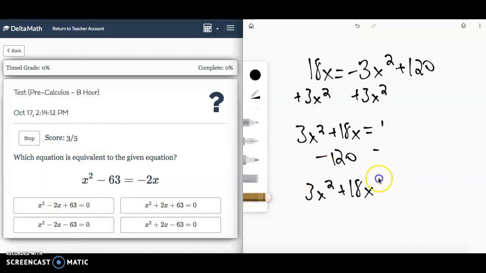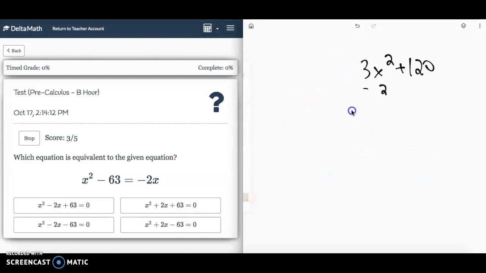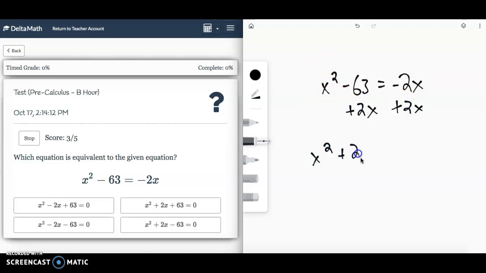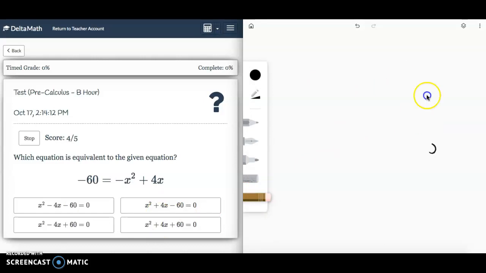Awesome, and then we have x squared minus 63 equals negative 2x. My x squared term is already positive, so I'm just going to move this 2x over there with it: x squared plus 2x minus 63 equals 0. And we've got to do one more. We'll get one more correct.